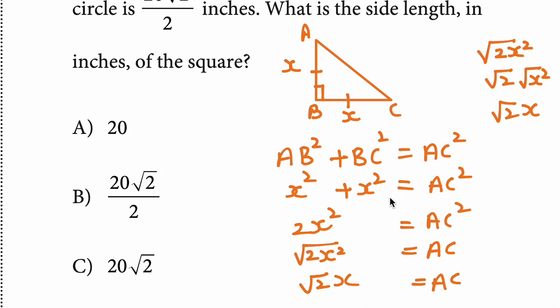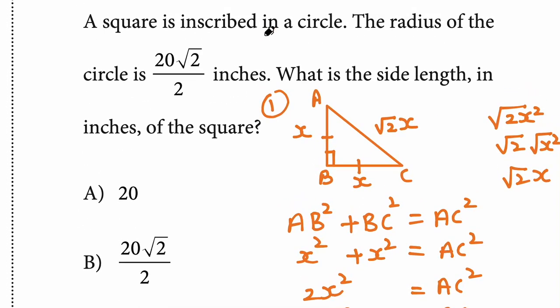Now whatever the value of x is, this is going to be true for any x. This is the pattern here: if these two sides are equal, whatever the value is, the hypotenuse will always be equal to root 2 times that value. That is the pattern here. First thing. Second thing, let's read the question first.